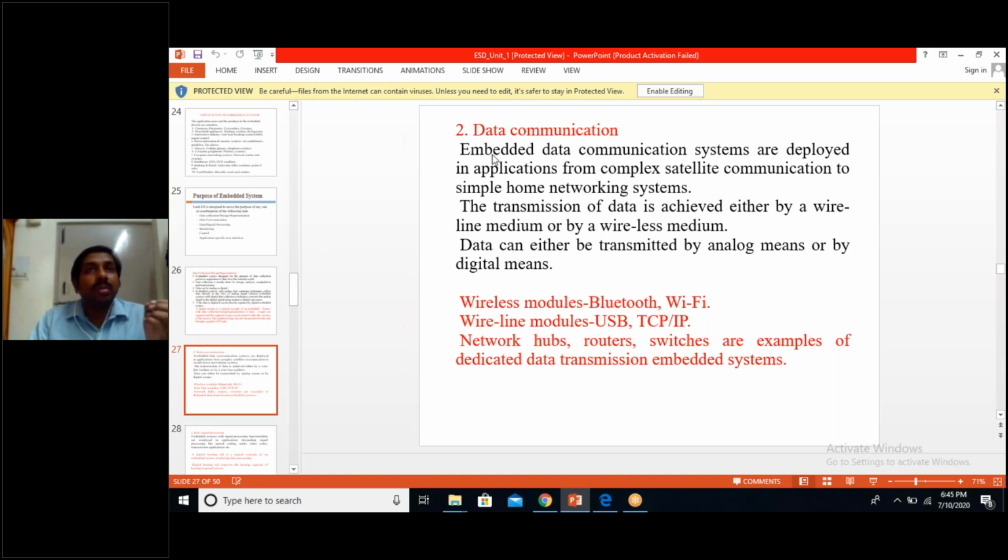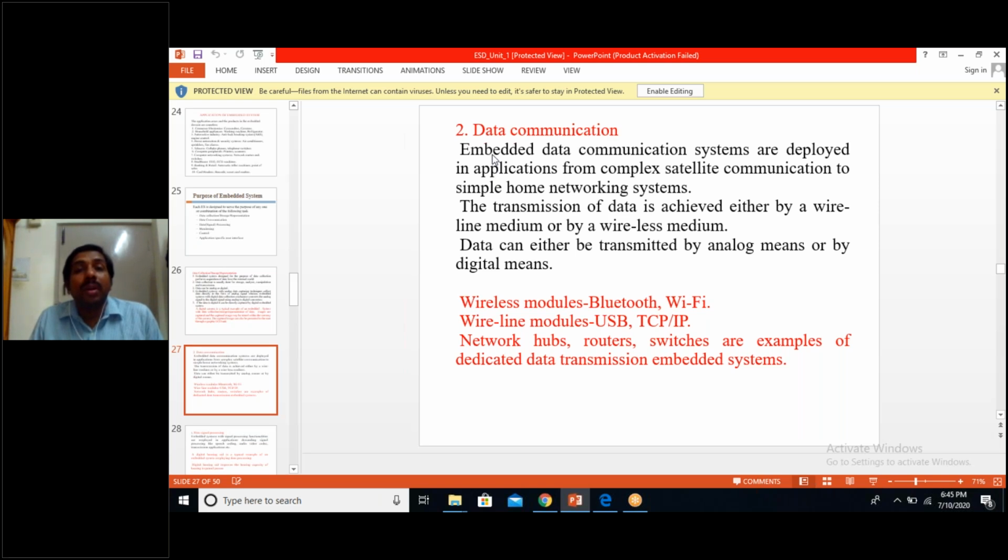Data communication, because embedded system can be a single system or it can be a part of a big system. Your digital camera placed at one place, maybe it can transfer the signals. It is a requirement. It must transfer the signals to a distant place by either wireless mode or wired mode. So you require a communication. This communication is done by wireless modules or wired modules depending on the requirement.